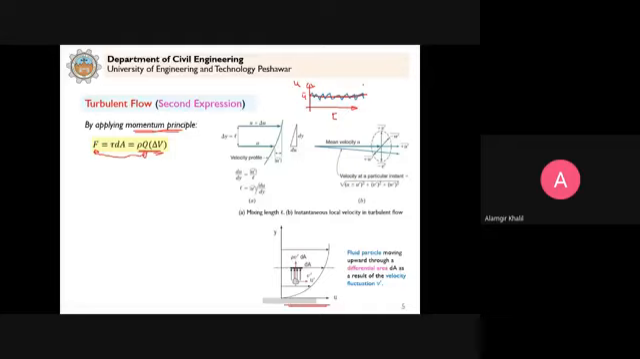So this will go up and down, and this will happen in all the three directions. Clear? So at any point here, if you consider this, then this can be represented by u dash. So at any instant, if you want to calculate the velocity, the instantaneous velocity will be equal to the time average plus u dash.